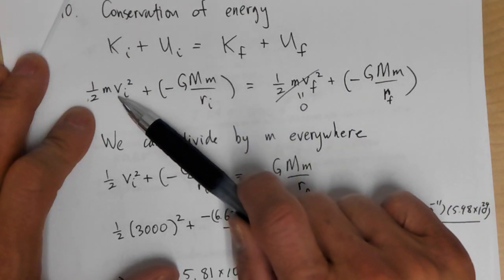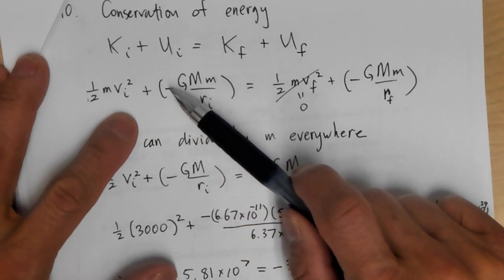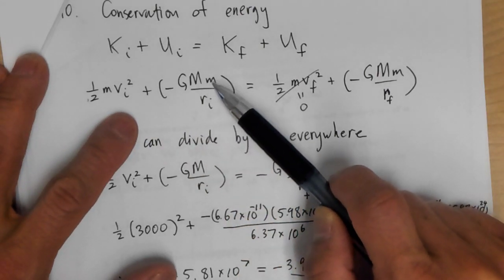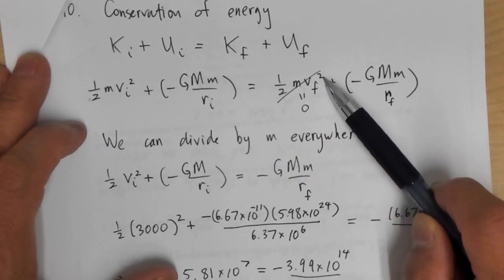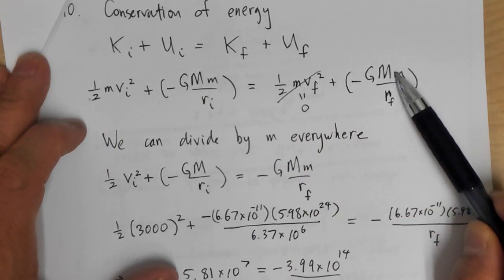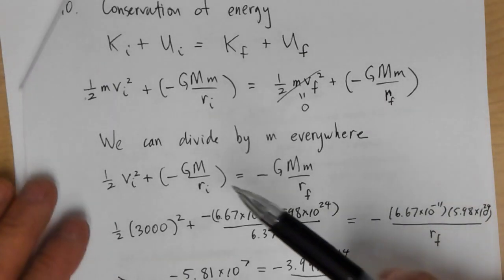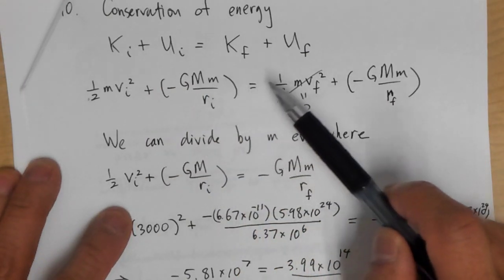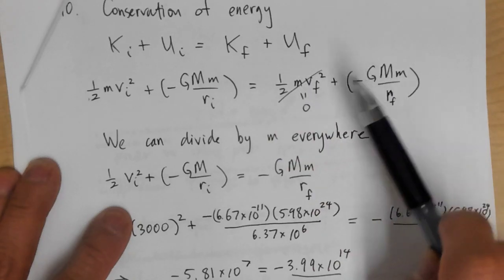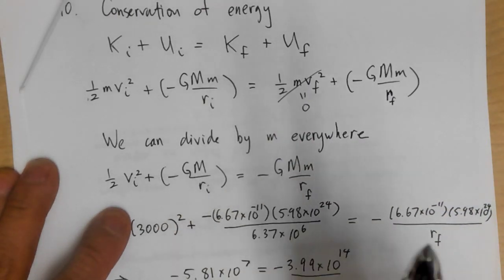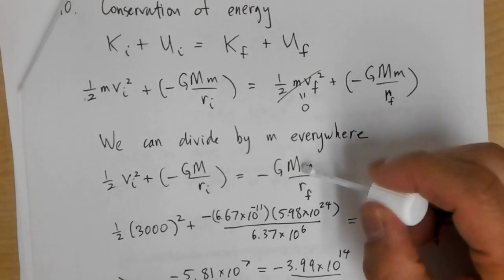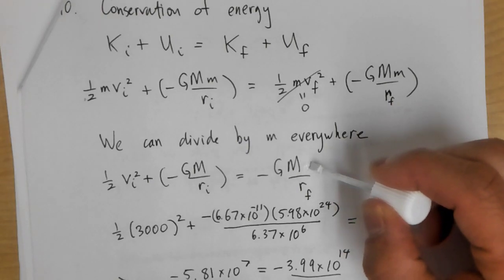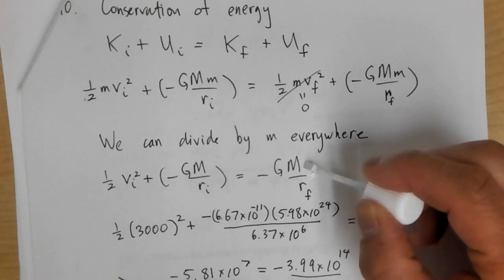So we have 1/2 m v initial squared plus minus G capital M times small m divided by r initial is equal to 1/2 m v final squared plus minus G capital M small m over r final. So we can again remove all the small m's, divide through, doesn't matter. Oops, this term should have been gone. This has already been corrected online, but not in my written notes here.